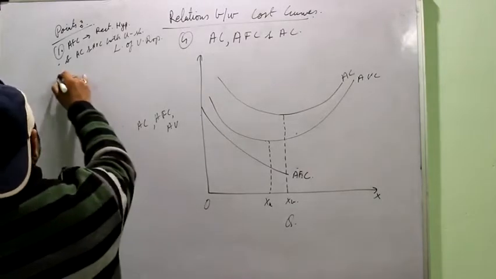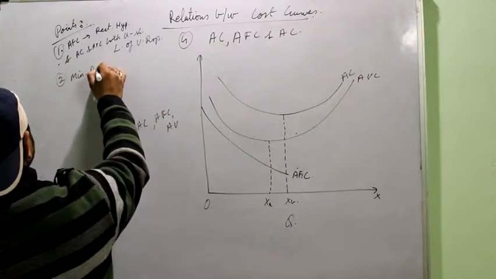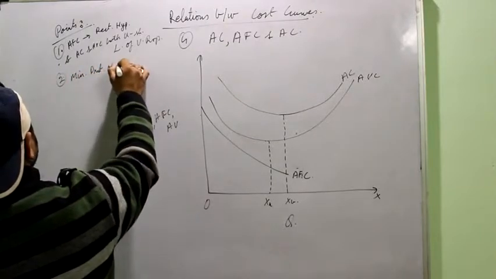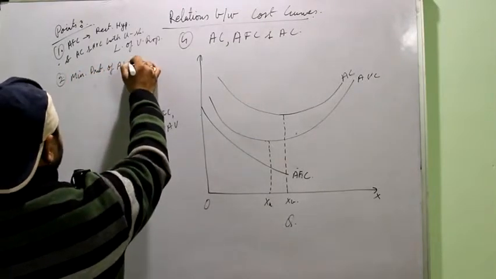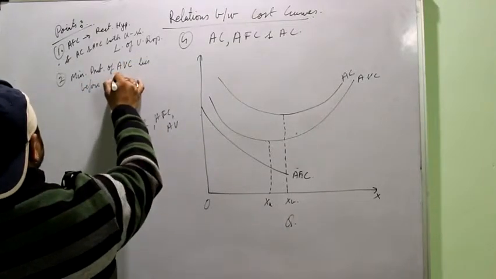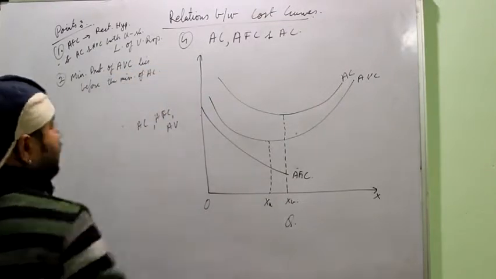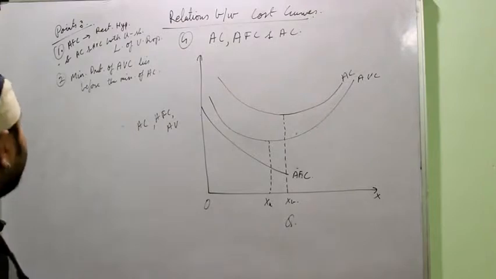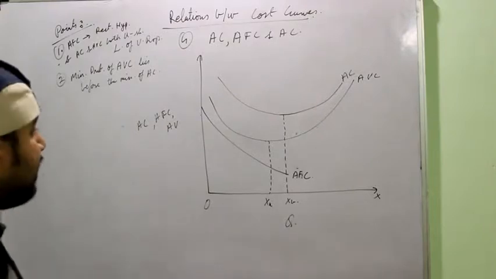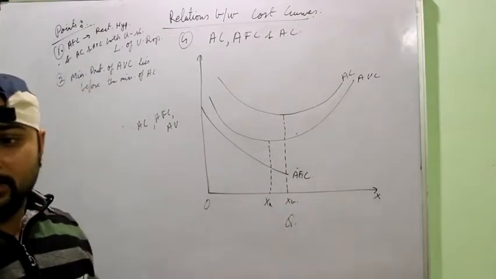Then second is the minimum point of ABC lies before the minimum of AC, like it was for AC and MC, right? It again simply means that ABC will start rising first and later on AC will rise.